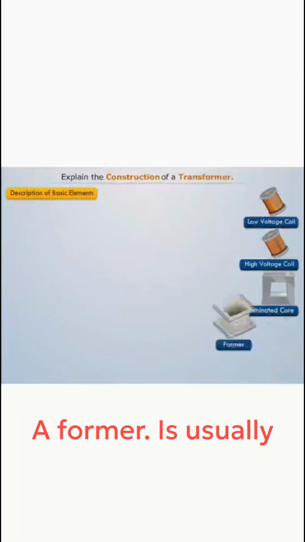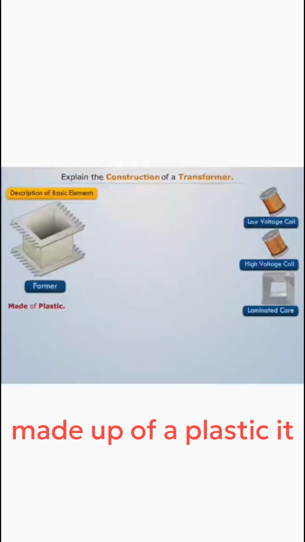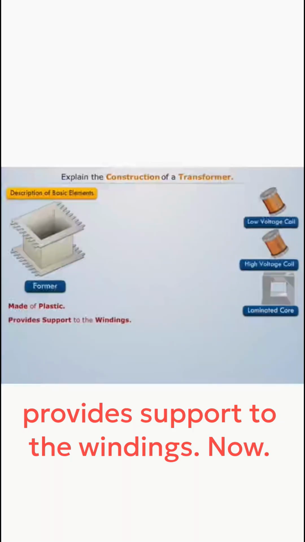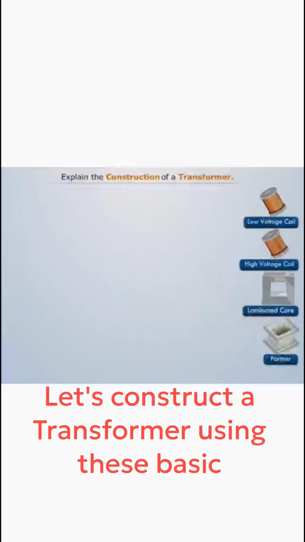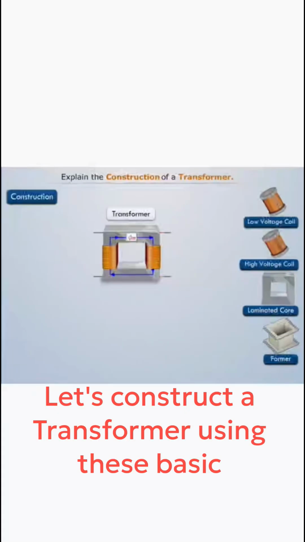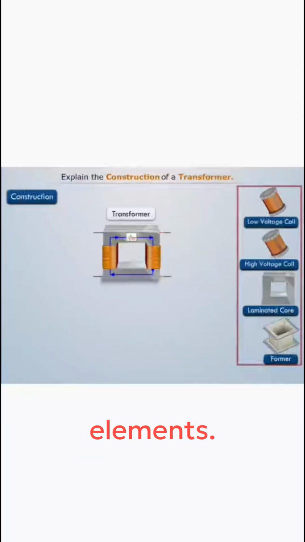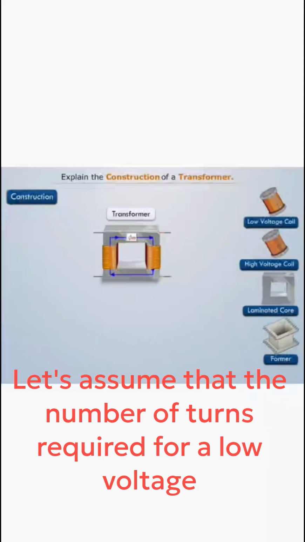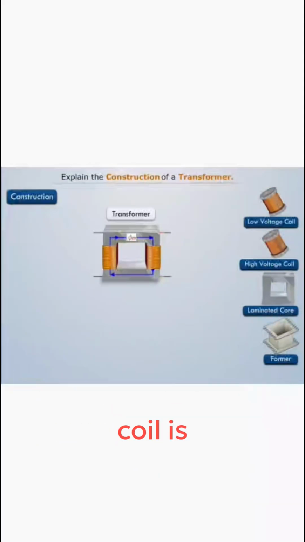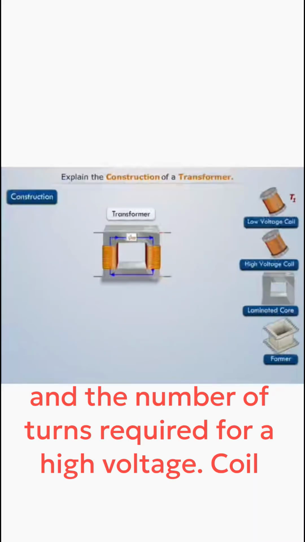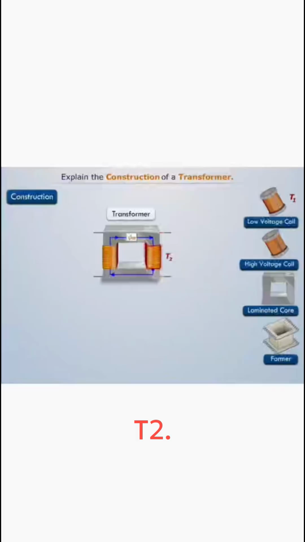and a former is usually made up of plastic. It provides support to the windings. Now let's construct a transformer using these basic elements. Let's assume that the number of turns required for a low voltage coil is T1 and the number of turns required for a high voltage coil is T2.